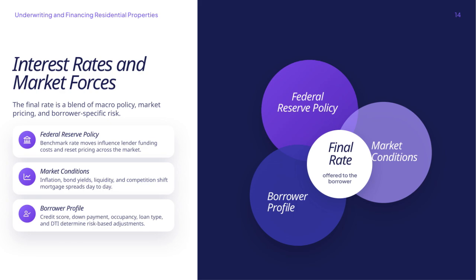Finally, the borrower's individual profile comes into play. Things like credit score, the size of the down payment, whether the home is owner-occupied, the type of loan, and the borrower's debt-to-income ratio all affect risk assessments and lead to specific risk-based adjustments on the rate. So, when you combine federal policy, market forces, and borrower-specific risk, you get the final interest rate that lenders offer consumers. This blending of macro influences and personal credit factors is what determines the mortgage rates in the real world.